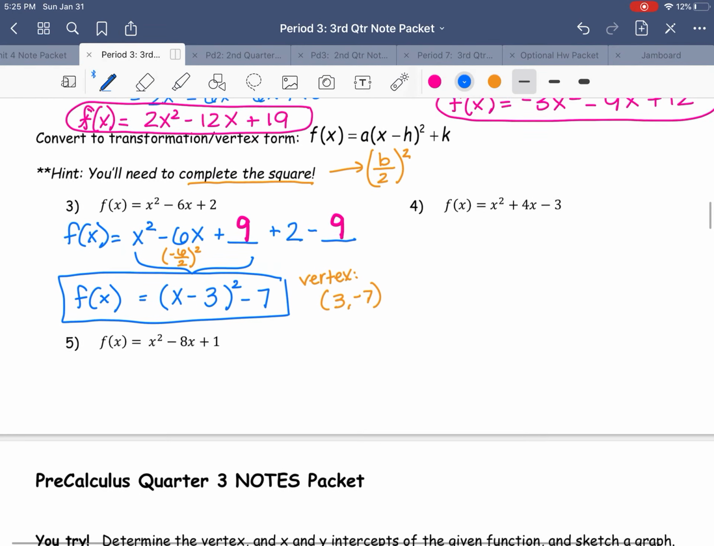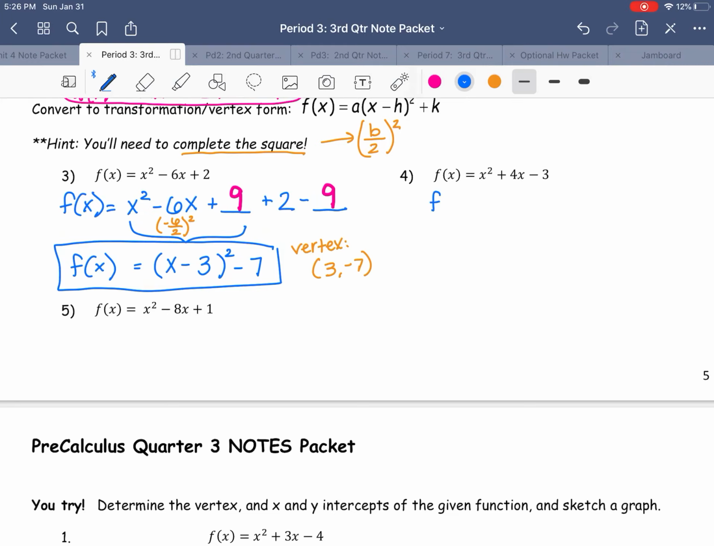Okay, let's try number 4. We have to put it into vertex form. So we're going to need to complete the square. F of x equals x squared plus 4x plus blank minus 3. And then remember, if we added in something, we have to subtract it back out. So what number are we going to add in and then subtract out? Well, it's b cut in half squared. 4 cut in half is 2, and 2 squared is 4. So 4 is that number we're going to add and then subtract back out.